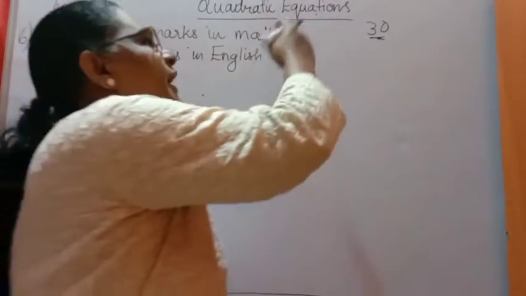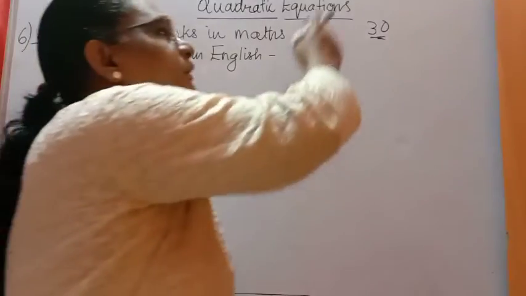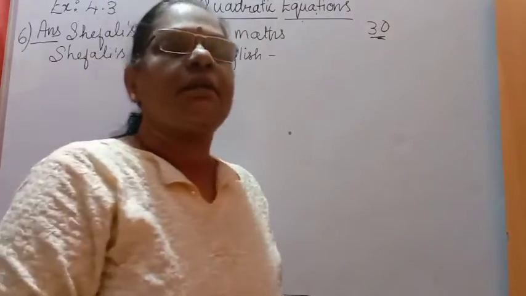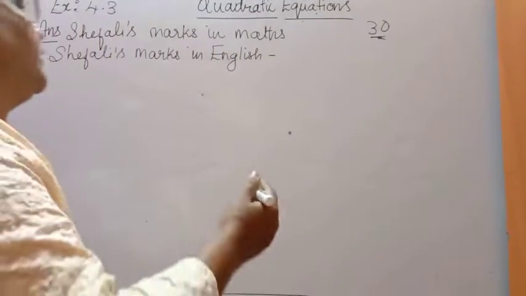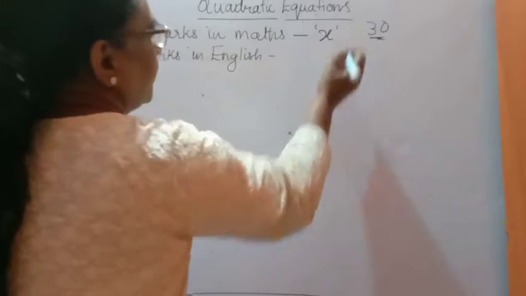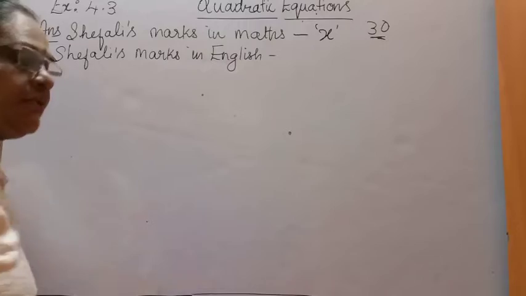So after adding 2 marks in mathematics and removing 3 marks in English, the product of those two factors will be equal to 210. Then what are the marks scored by Shefali? So let us consider Shefali's marks in mathematics is X. So what is her marks in English?